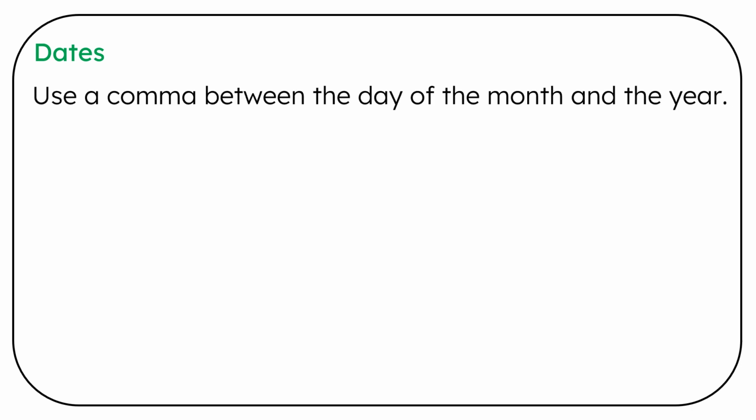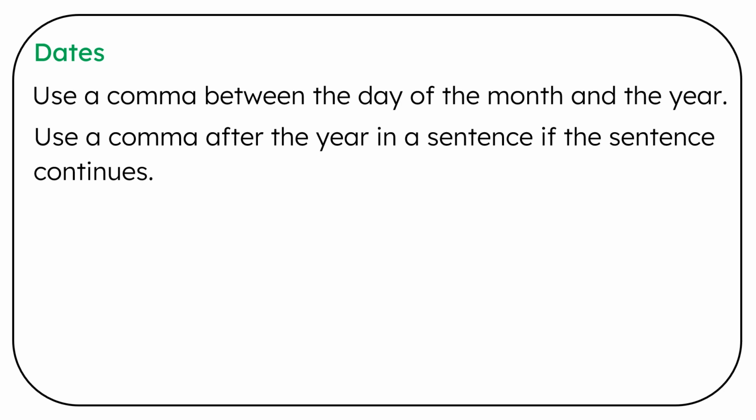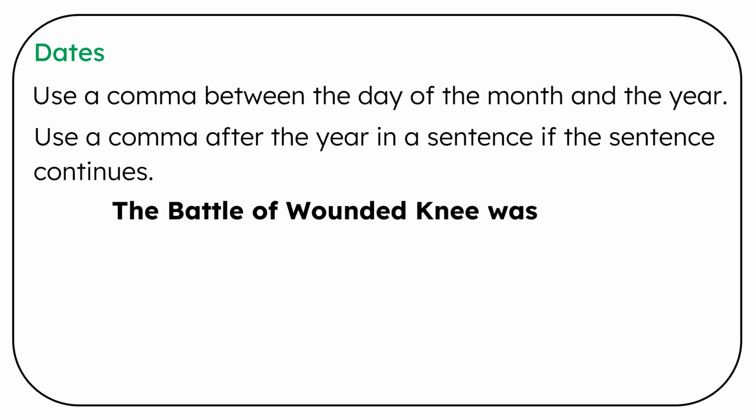Next, let's look at dates. Use a comma between the day of the month and the year. Use a comma after the year in a sentence if the sentence continues. The Battle of Wounded Knee was on December 29, 1890. Here we put a comma between the day of the month and the year.